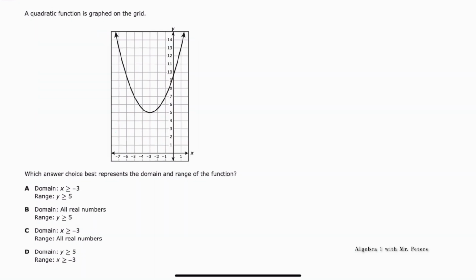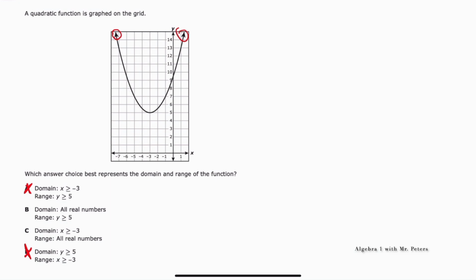Dealing with quadratic equations, and they're asking us which choice best represents the domain and range of the function. But we know that with this graph, it is going to continue on forever and cover the entire x-axis, right? So we know that domain should be all real numbers, and it typically is when we talk about quadratic equations. So answer choice A and D are gone because they have the incorrect domains. It should be all real numbers.